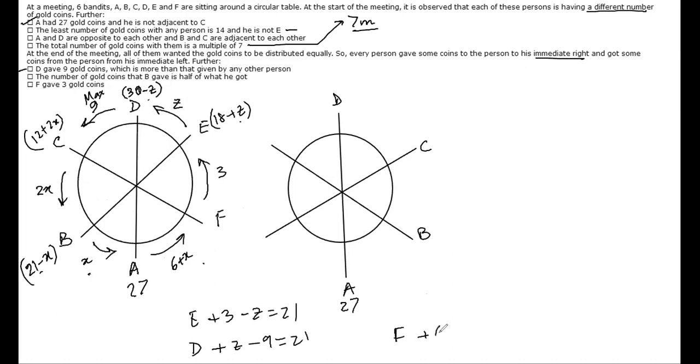So F got 6 plus X, gave away 3 and became 21. So what is F's value? That is 3, so 18 minus X. F is 18 minus X.